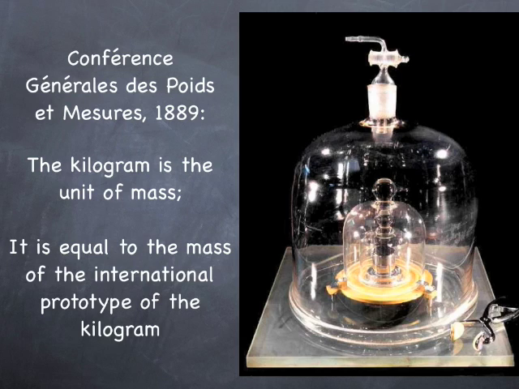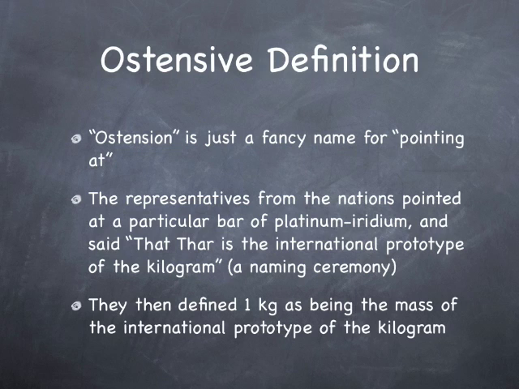The international prototype of the kilogram, I've got a picture of it here. Inside this series of nested bell jars is a bar of platinum iridium, a very hard, very corrosion-resistant metal. It's a physical object, an artifact, and that thing there is how kilograms are defined. So let's break this down and see how this works. This is what's known as an ostensive definition. This is our third kind of definition, the last kind we're going to talk about. Ostension is just a fancy name for pointing at.